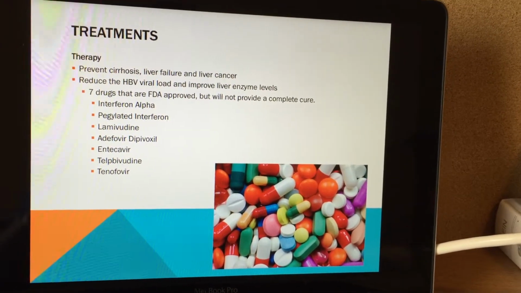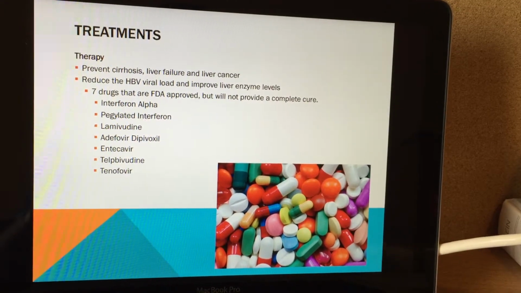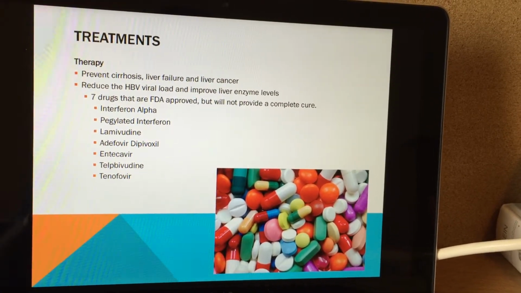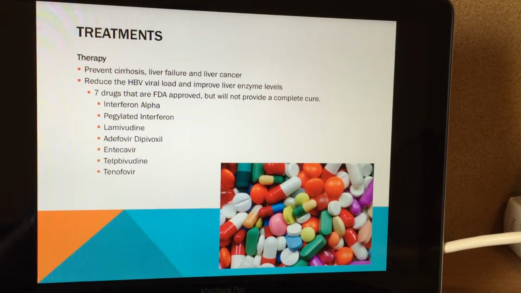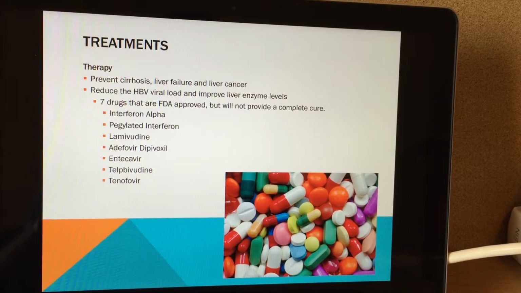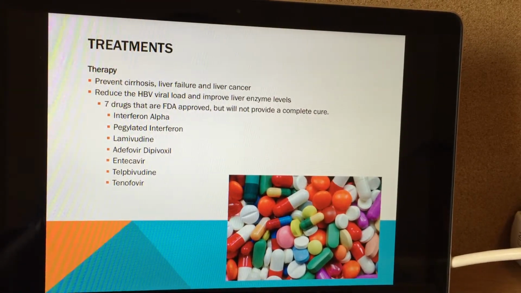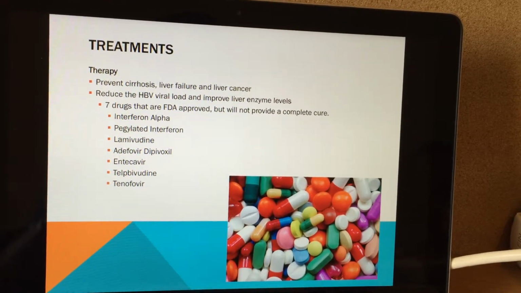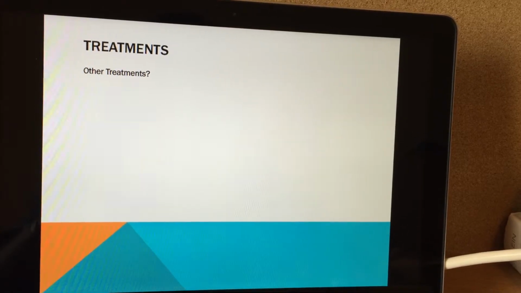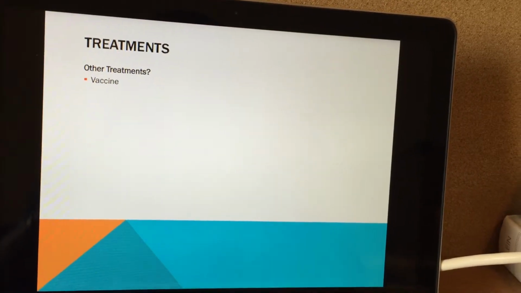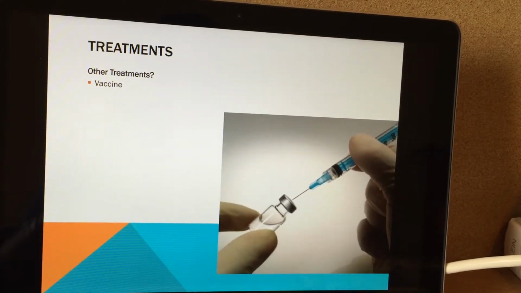Well, as of right now, there are 7 drugs that are approved by the FDA that help prevent cirrhosis, liver failure, and liver cancer. Those drugs are listed on the slide, such as interferon alpha and pegylated interferon. And other treatment, well, as a matter of fact, it's not actually a treatment because it's been there since 1982. It's vaccination. So you get your vaccination done.